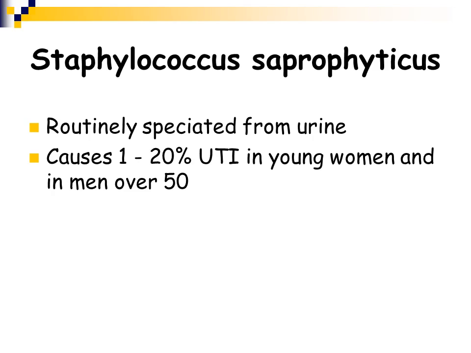Staphylococcus saprophyticus is another coagulase-negative staphylococcus. It is routinely isolated from the urine, and it causes between 1 to 20% of urinary tract infections in young women and also in men over the age of 50. So it tends not to be the cause of a urinary tract infection in middle-aged individuals. It specifically targets young women and men over 50.